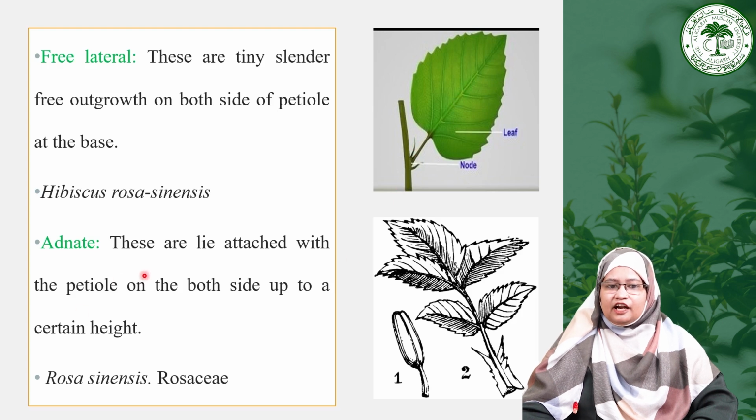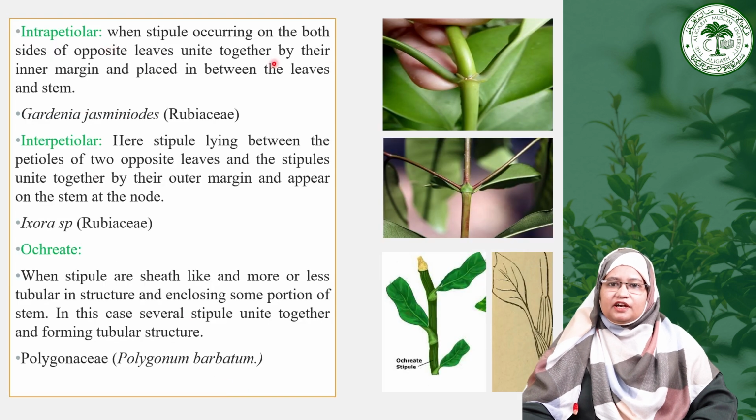Then they are adnate in the case of rose. You can see these stipules are adnate, that is, attached with the petiole on both sides up to a certain height. So they are adnate, meaning attached to the petiole, as in Rosa sinensis. Then intrapetiolar, meaning present just within the petiole. You can see these intrapetiolar stipules in Gardenia of Rubiaceae. Then interpetiolar, united between the petioles of two opposite leaves.